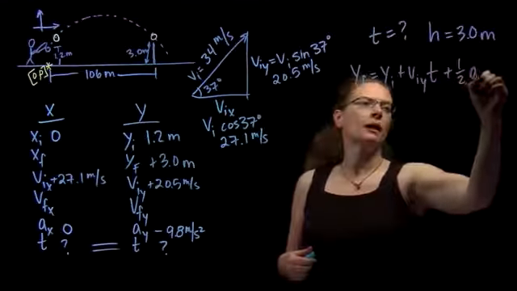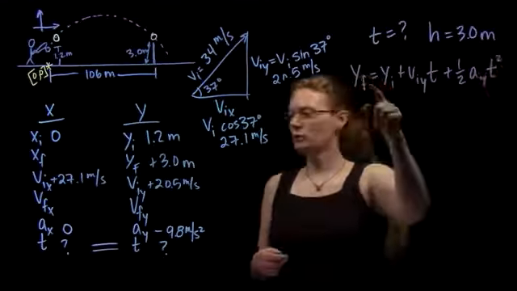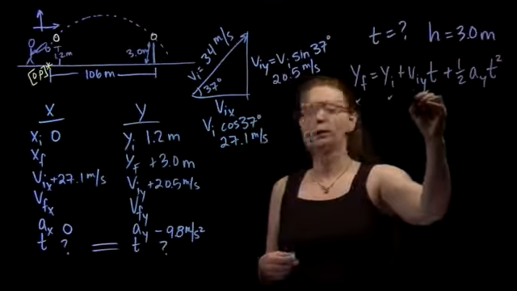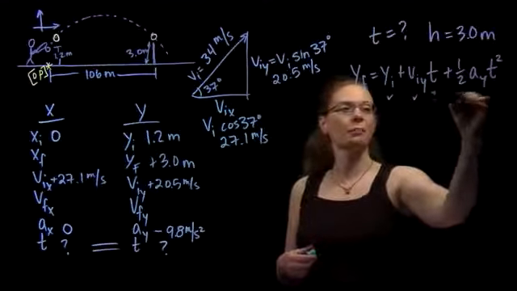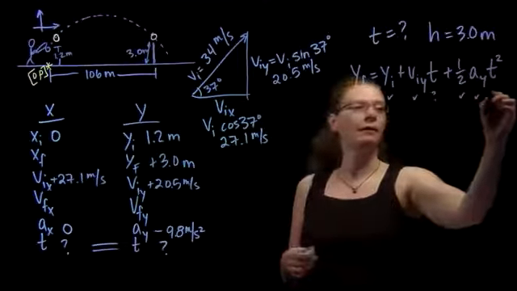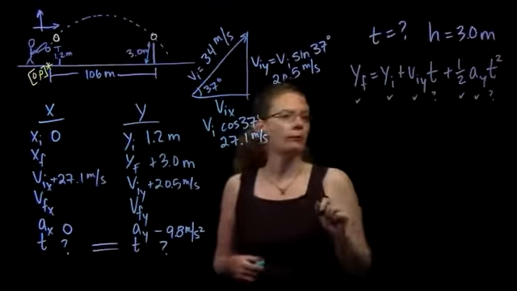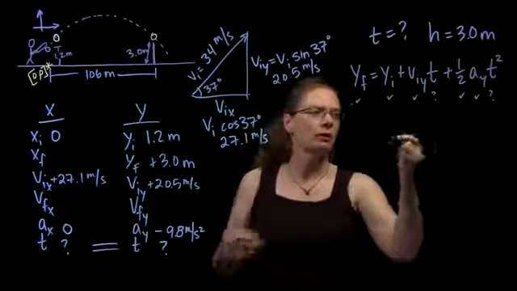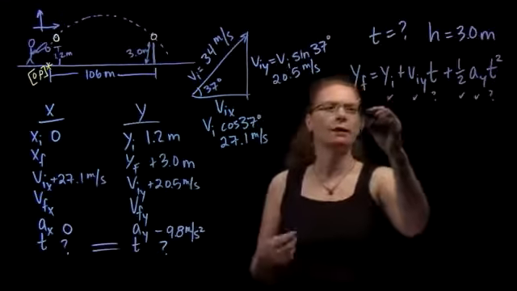Okay, so we've got my initial position, we know, and final position we know. V initial Y we know. We're looking for time. We know 1/2. We know A. We're looking for time. Okay, we know everything but time in this equation. So we can solve this. It's going to be a quadratic, but hey, we can do quadratics.